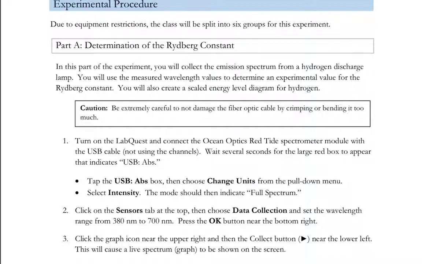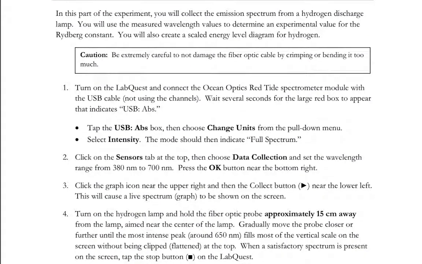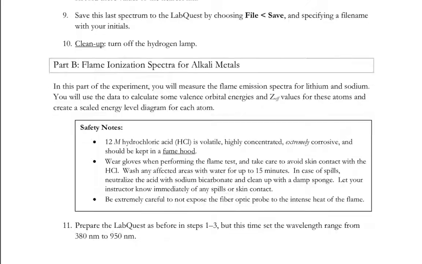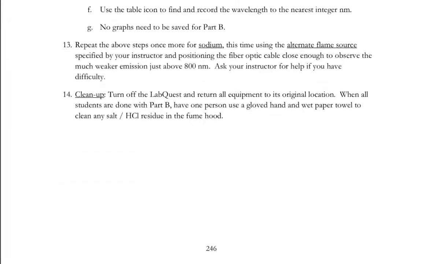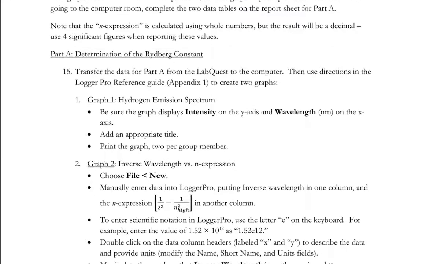That's the 5 to 2 transition. The next peak is at 485 nanometers. That's the 4 to 2 transition. And the last peak is at 656 nanometers. That's the 3 to 2 transition. So with that, we then can go to the report and start talking about the analysis.